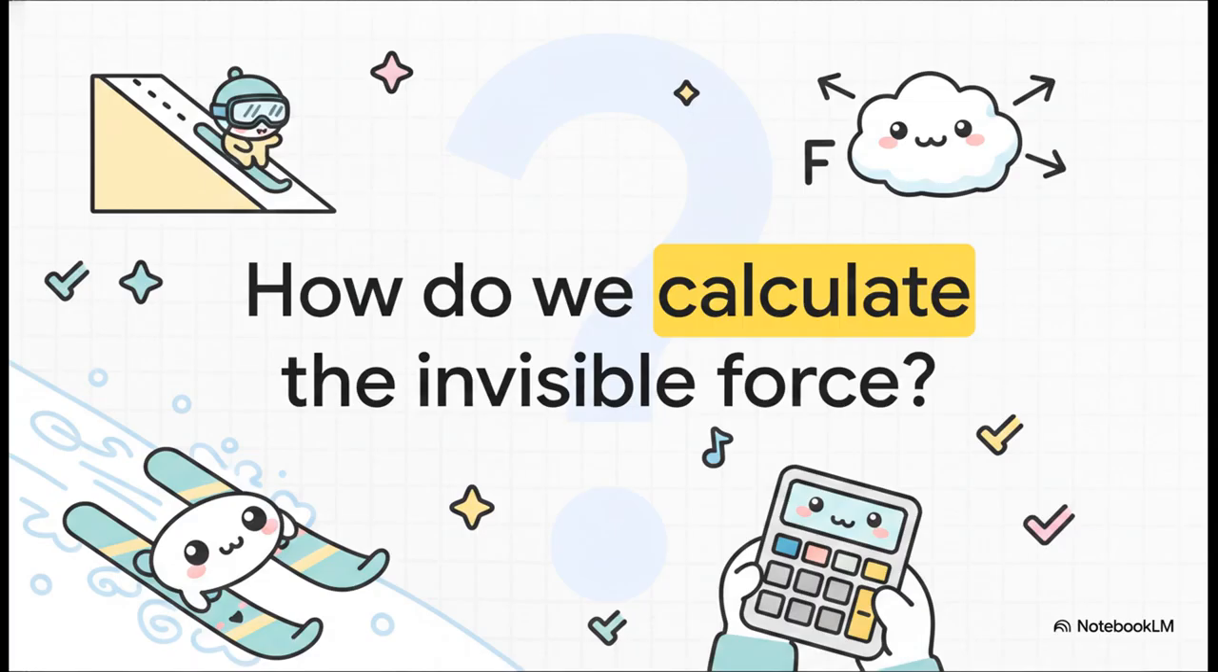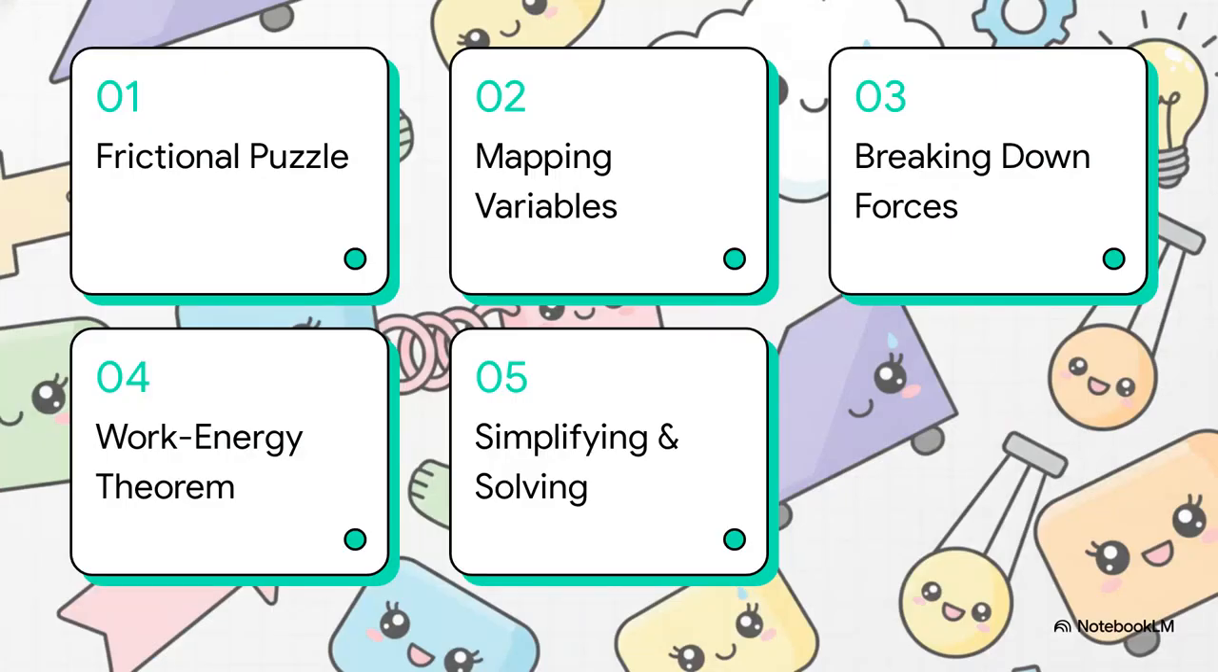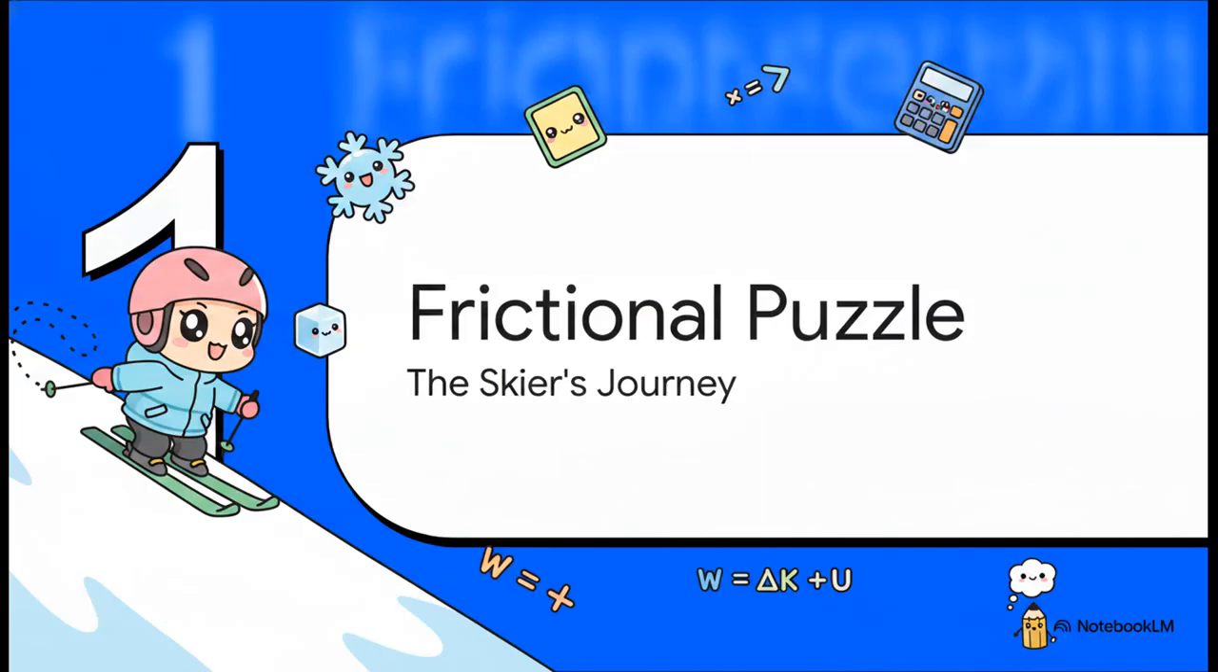So the central question we're answering in this explainer is, how do we actually calculate that invisible force? Specifically, how do we find what physicists call the coefficient of friction, using just a few basic measurements from a skier's path? Here is our roadmap for today. We'll start with the skier's frictional puzzle, map out our variables, break down the forces, bring in the work-energy theorem, and finally, simplify and solve the whole thing. Let's start with part 1, the skier's frictional puzzle.